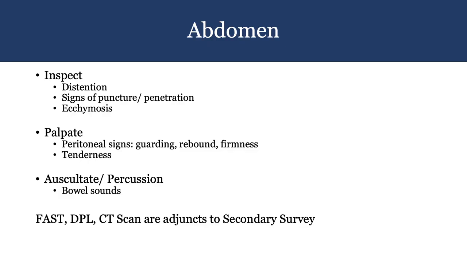The adjuncts for abdominal assessment in the secondary survey include the FAST scan, a diagnostic peritoneal lavage, and nowadays the CT scan, in case you want to tease out some diagnosis in abdominal trauma.